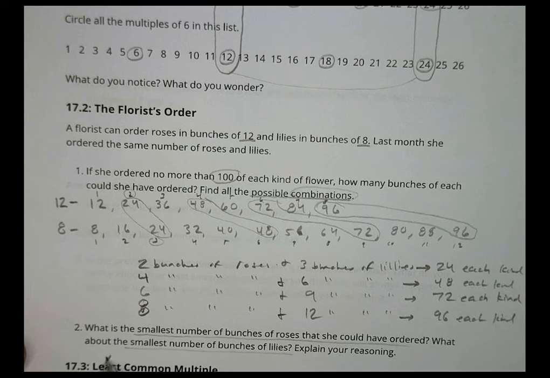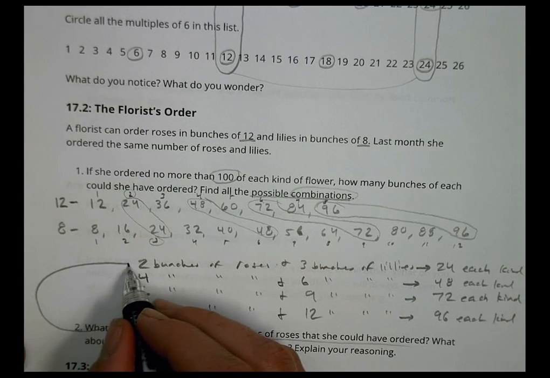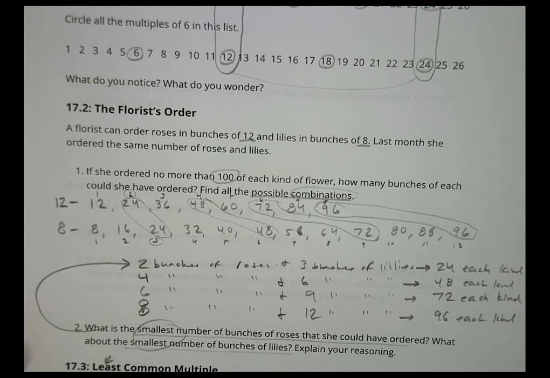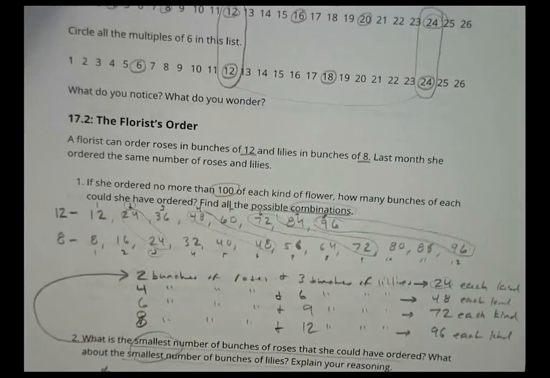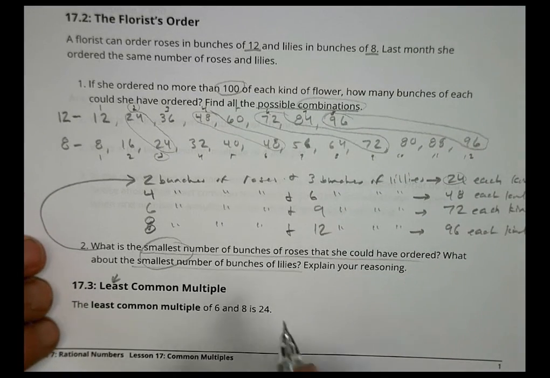Which we see as the next activity. The smallest number that she could have ordered is going to be right here. That's our smallest number. 2 bunches of roses and 3 bunches of lilies is the smallest bunches she could have ordered, where they end up being the same number, 24. Okay? And we talked about that as being the next activity, the least common multiple. Least common multiple of 6 and 8 is 24.